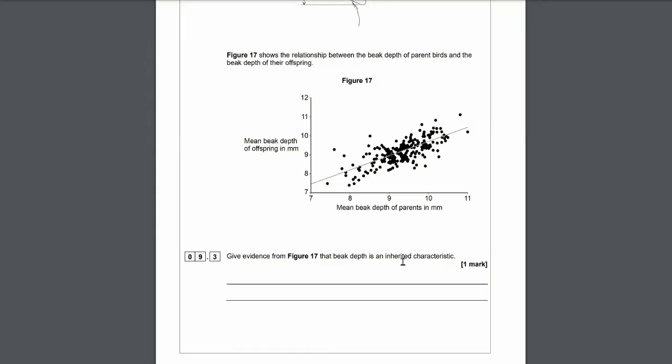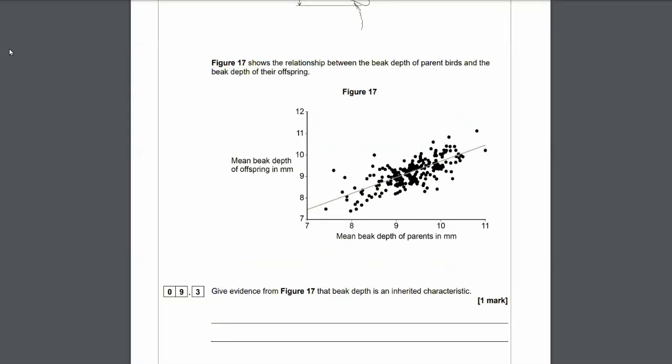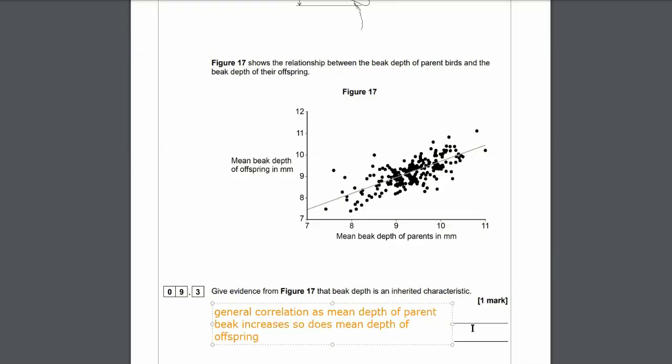Give evidence from figure 17 that beak depth is an inherited characteristic. Well, exactly that. We can see that the birds with bigger beaks have offspring with bigger beaks, essentially. So as the bird parent beak depth increases, so does the mean beak depth of the offspring. So that's the evidence that it is an inherited characteristic.